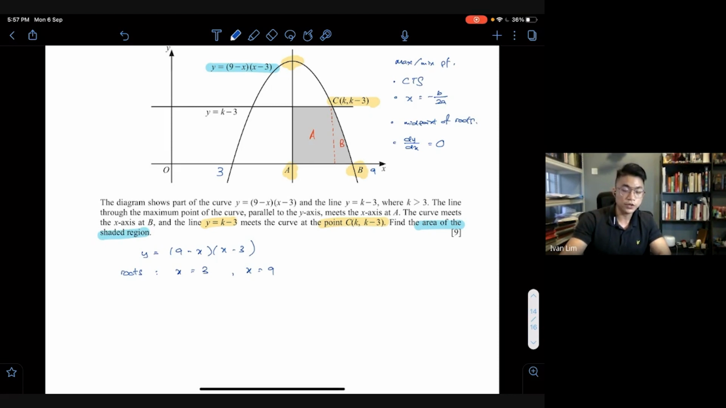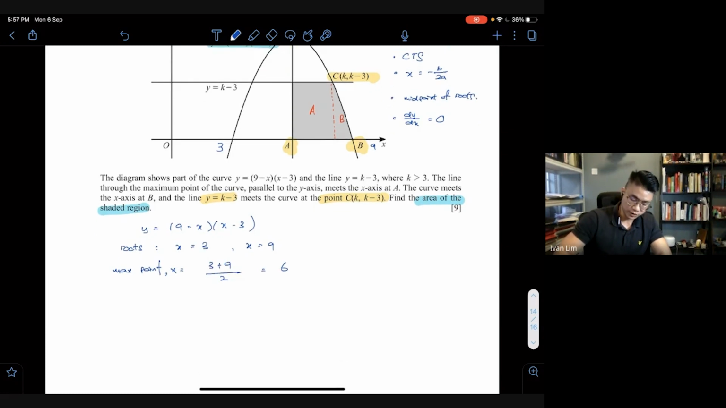Okay, so it's given to you already, y equals 9 minus x, x minus 3. They factorized it for you already. So x equals 3, x equals 9. We can just find the midpoint, which is for the maximum point. So the maximum point will be 3 plus 9 over 2, the x coordinate of A also. This will give you 6, because 12 divided by 2 is 6.